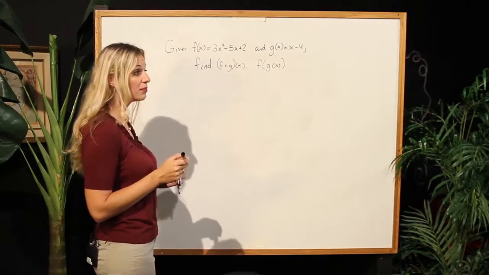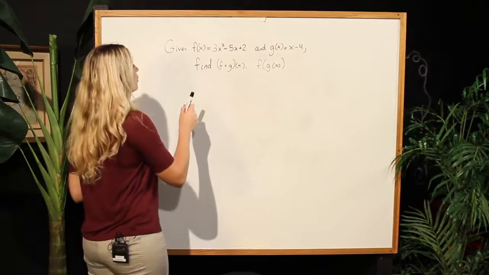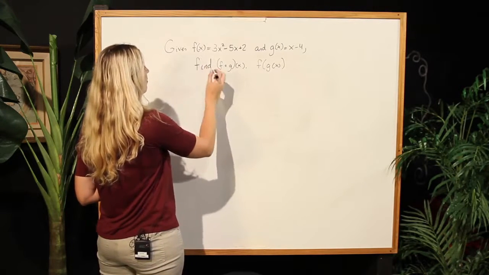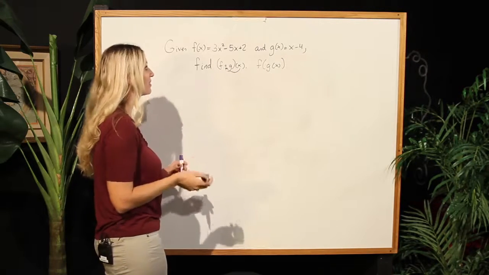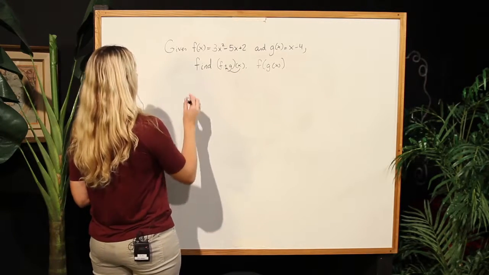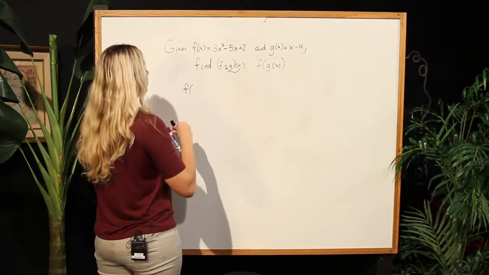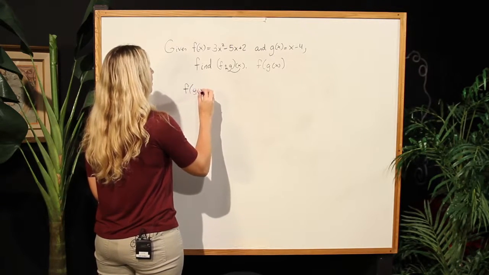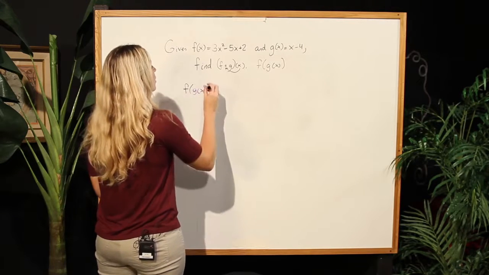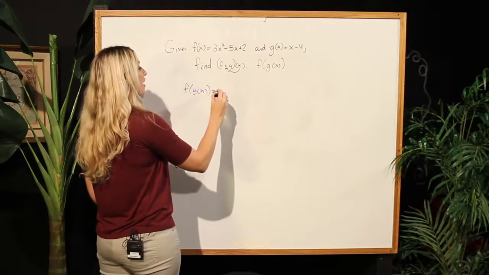In order to find the composition of the functions, what we are going to do is in the f of x equation, we will substitute the g of x into it in place of the variable. So, in order to find f of g of x, we will sub in one at a time.